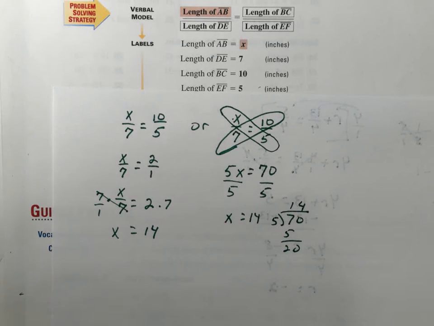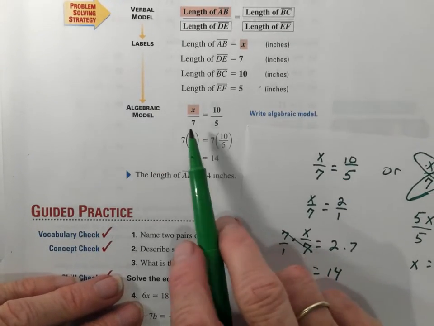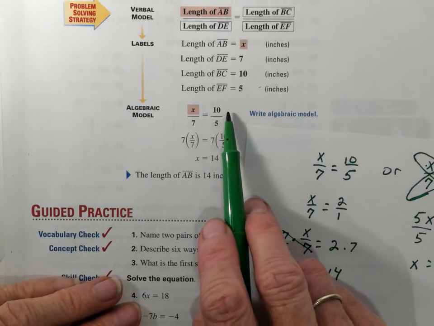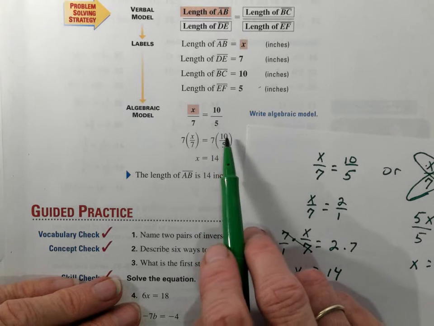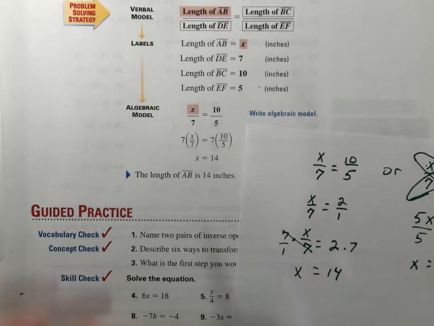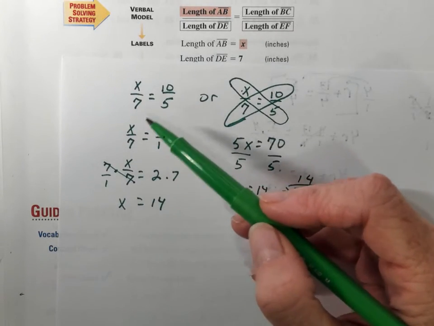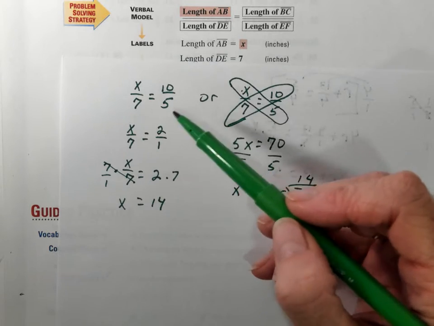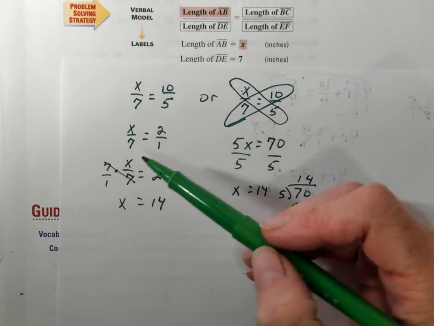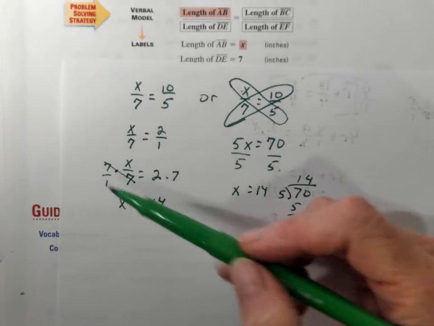So that's different ways of doing it. So, again, what they did was they just multiplied both sides by 7. You still get 70 over 5, and you still have to divide. You get x equals 14. Or you can take x over 7 equals 10 over 5, and I can reduce that first, and then I just multiply both sides by 7, and I get 14. That looks a little bit easier.